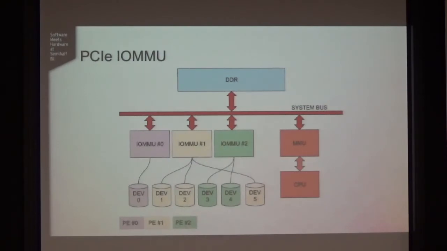On FreeBSD, on PowerNV, we are not using VMs at all. So in the current implementation, every PCIe device is mapped to IOMMU partition 0. And the IOMMU is enabled, but it's providing one-to-one mapping to the addresses of the system bus. So from the developer perspective, it's non-existent, but it's enabled.